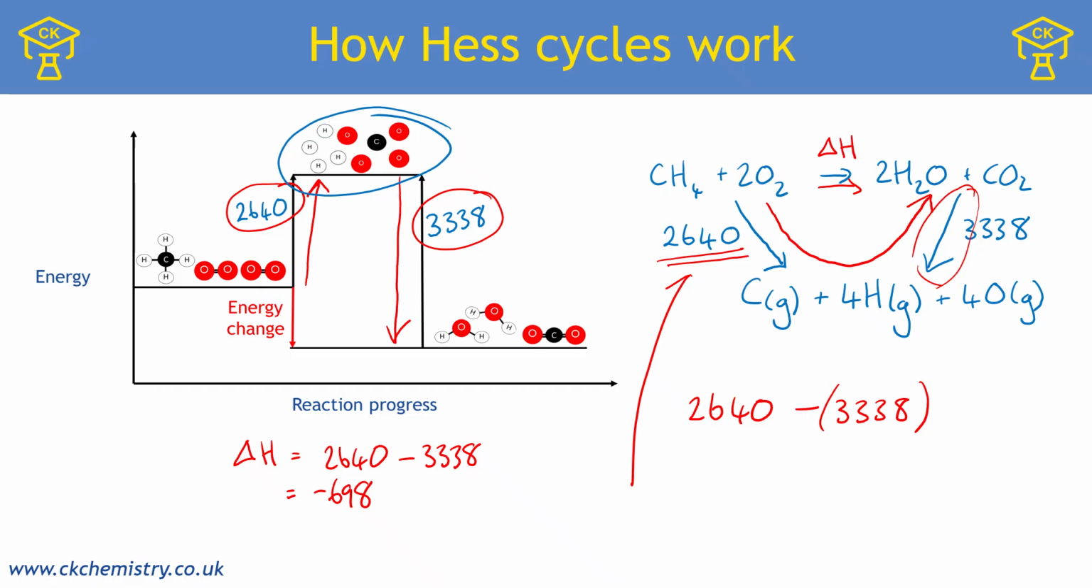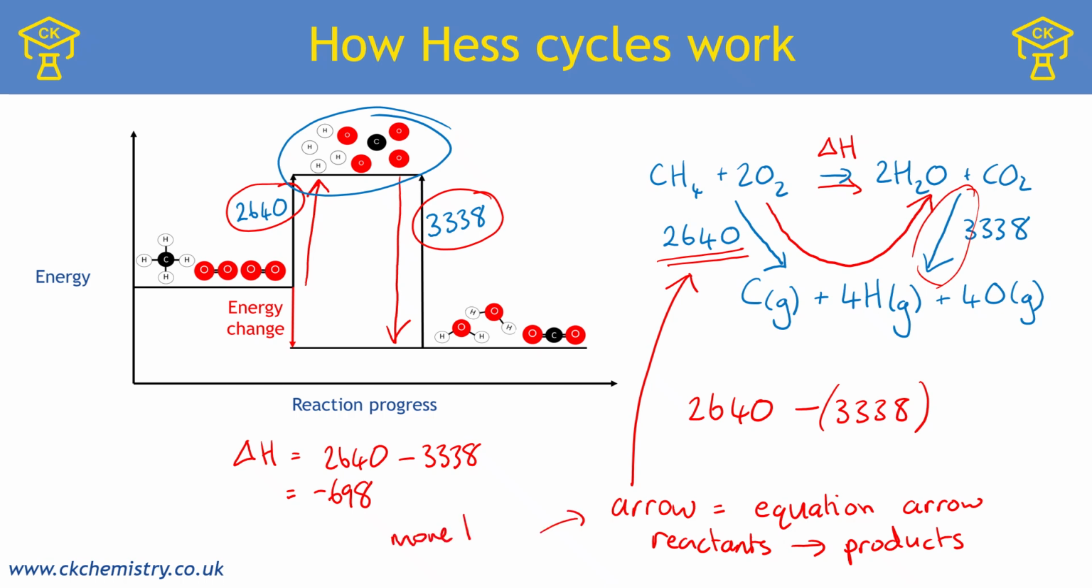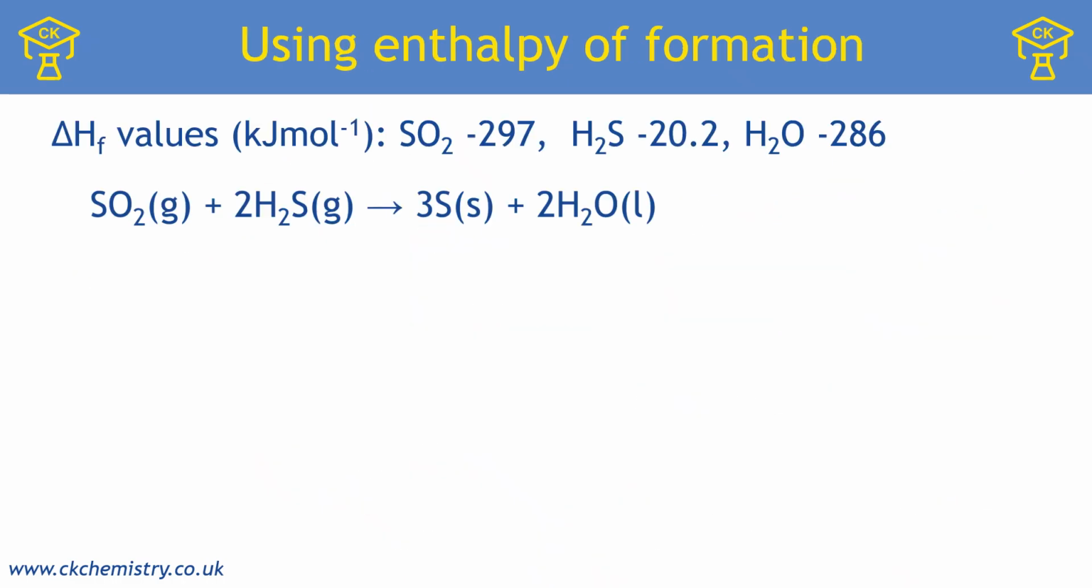So numbers on an arrow, 2 things that we need to understand. The arrow is just an equation arrow, so it just goes from reactants to products. And the other thing we need to realise about that arrow is it could be more than one enthalpy change that we have to add together to get a total enthalpy change for that arrow. All right, let's apply that to Hess's Law and diagrams.